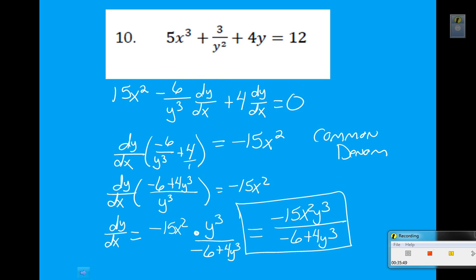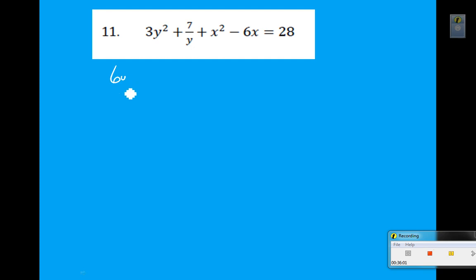So here goes number 11. The derivative of 3y squared is going to be 6y dy/dx. The derivative of 7 over y, I'm going to think of that as 7y to the negative 1. So that derivative is negative 7 over y squared dy/dx. The derivative of x squared is 2x. The derivative of negative 6x is negative 6, equal 0.